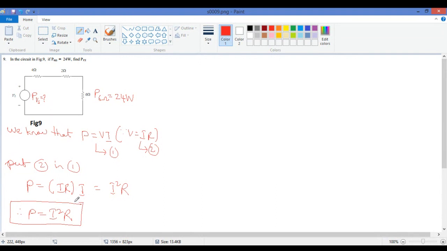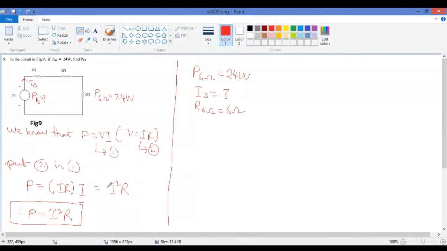So using this formula, let us see. We know power and we know resistance. I can easily find out current. So let us find out now. Power of 6 ohms is 24 watts. Let us call the current flowing here Is. Across series resistances, current is the same across all the resistances. So Is we need to find out, and resistance is given as 6 ohms.